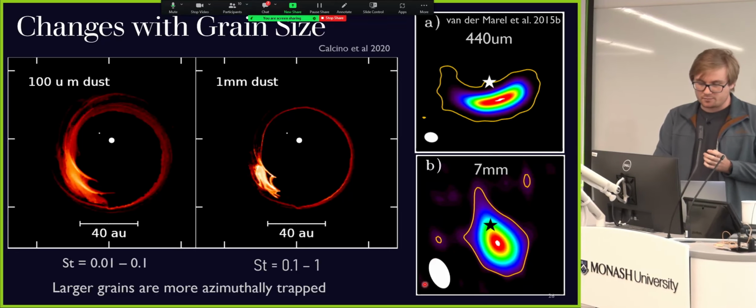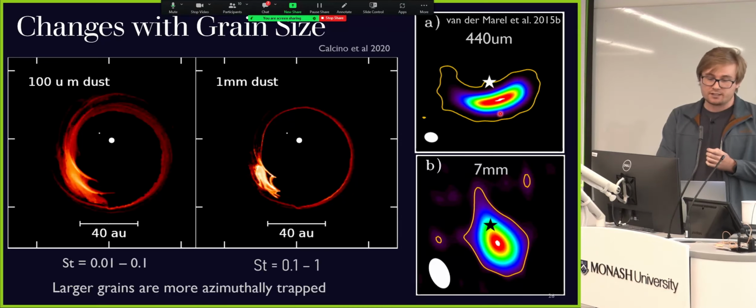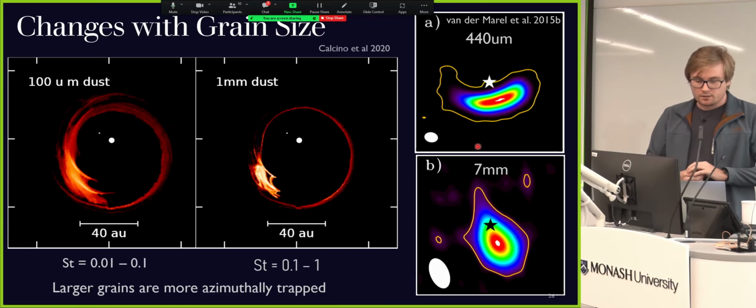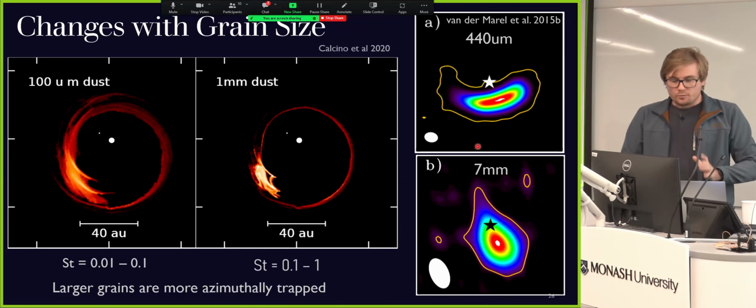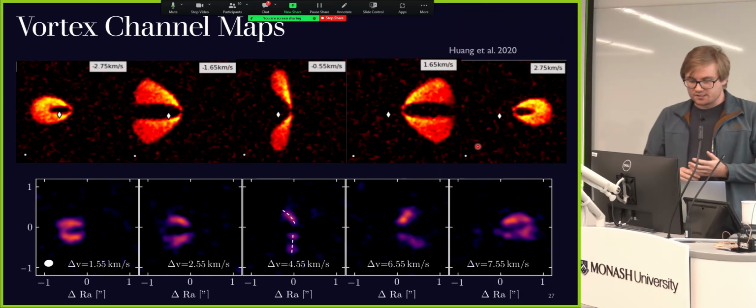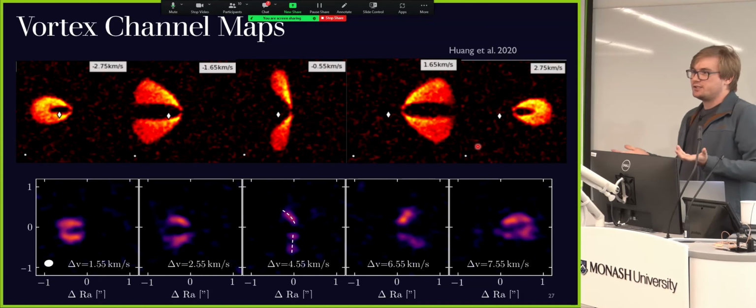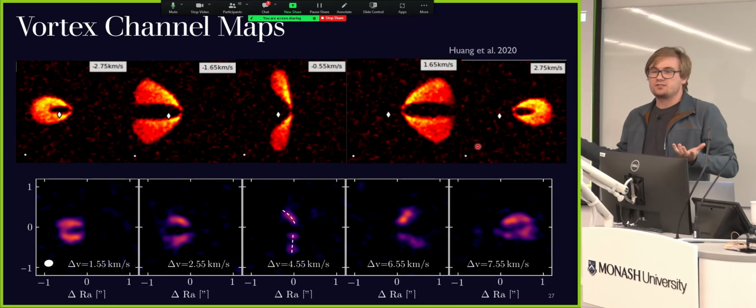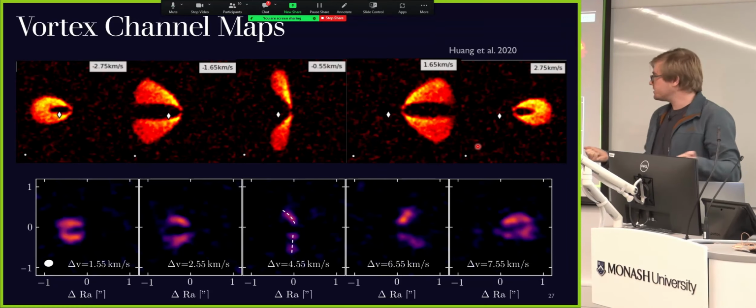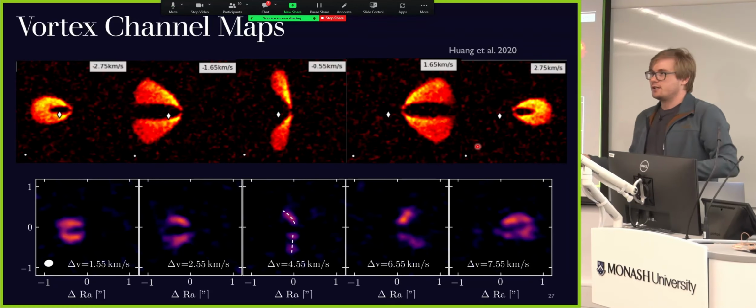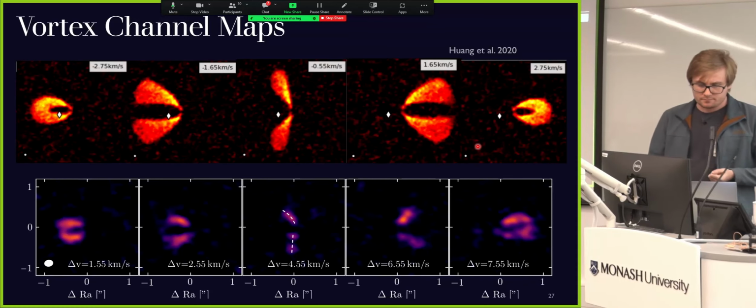So even though this is a bigger beam size here, you can quite clearly see that the azimuthal extent of the dust trap is not as great as it is in the smaller dust grains. And that's also what we can see in the simulation. But the most important thing for these disks is to differentiate between these two models. So we have these two competing models. Is there a stellar companion in IRS-48, or is there a planet generating a vortex?